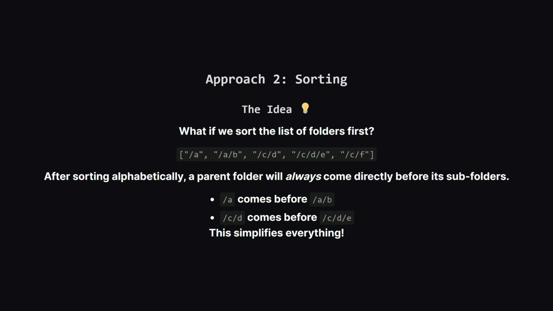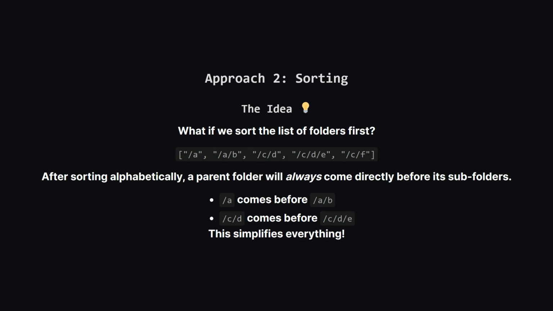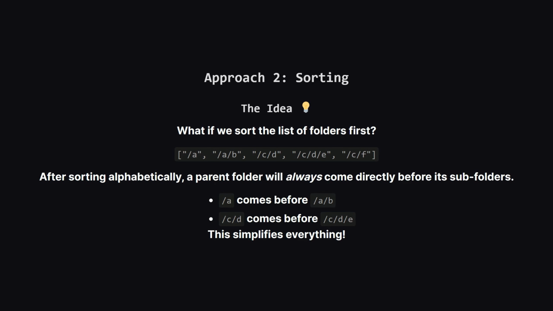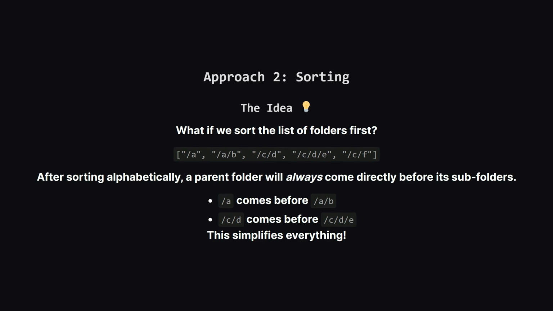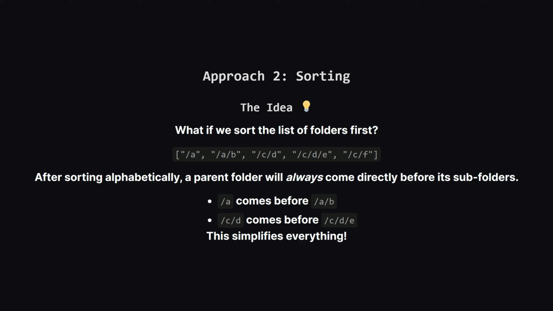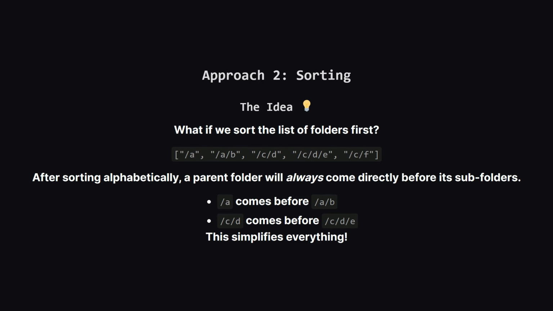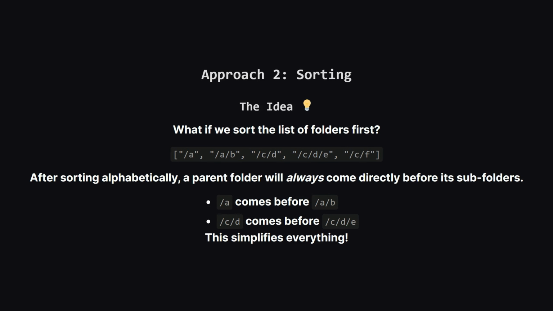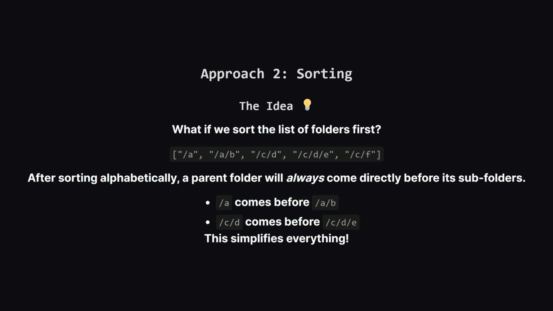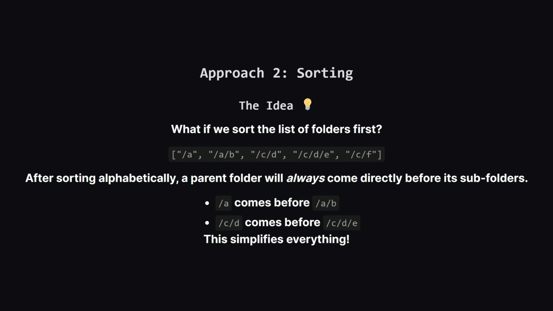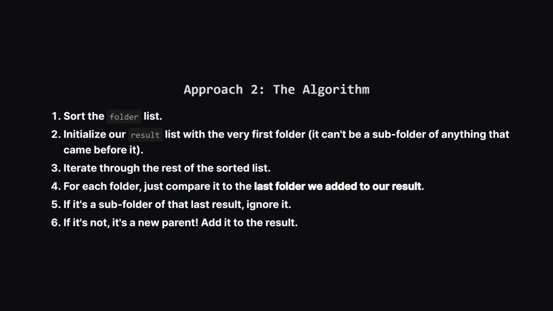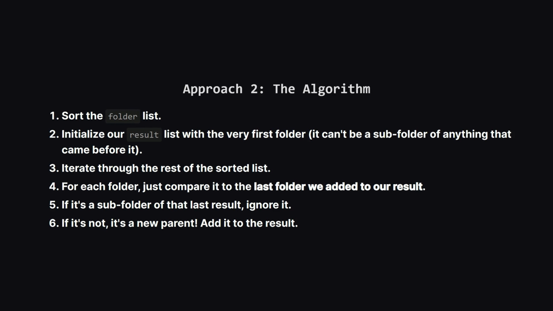Now for a much more elegant solution. What happens if we sort the entire list of folders alphabetically? A really cool property emerges. A parent folder, like /a, will always come immediately before any of its children, like /a/b. This structure means we no longer have to search all over the place for parents. This observation simplifies our algorithm dramatically.